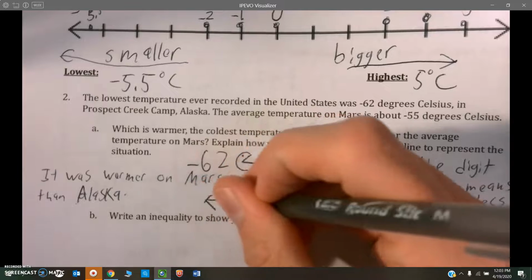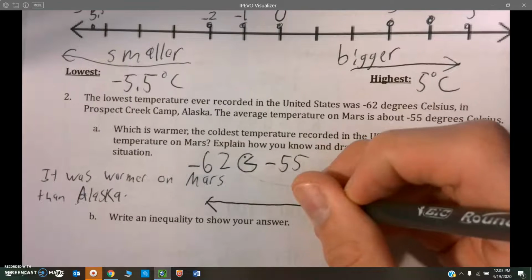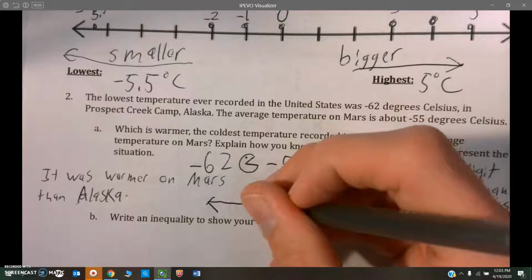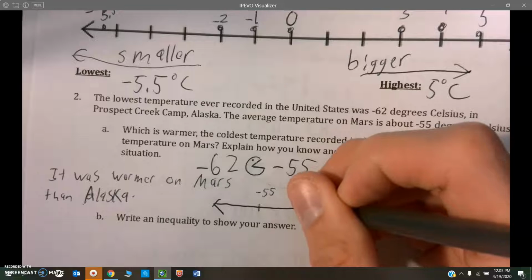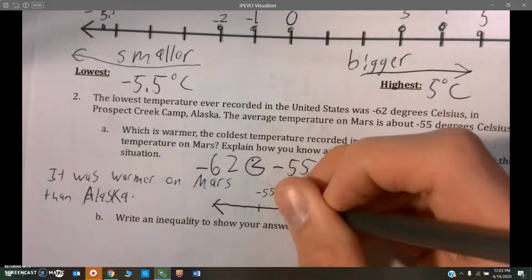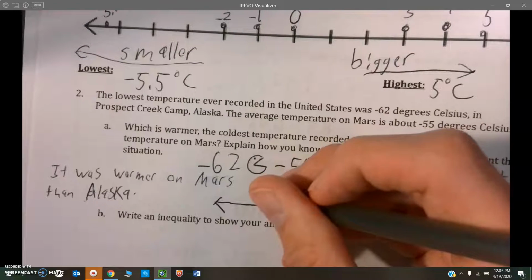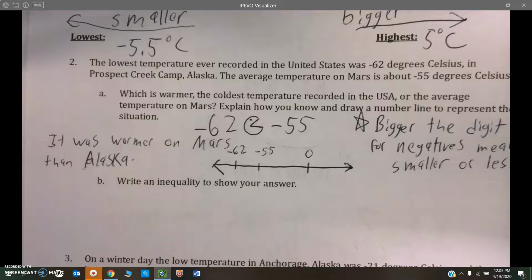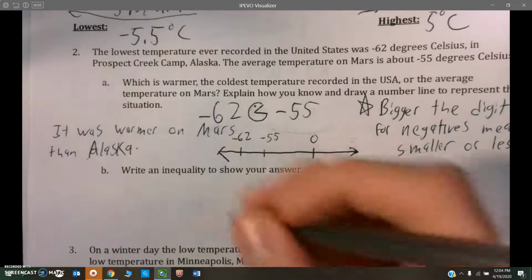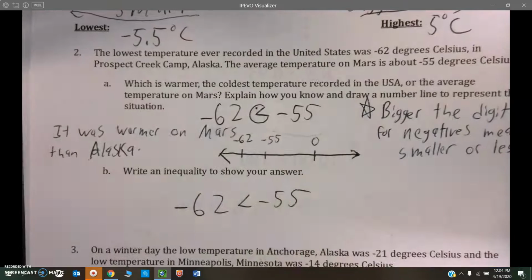And if we drew that on a number line, let's say 0's here. Here's -55. So once again, -1, -2, -3. So you're counting kind of like backwards in a way. And then -55, and then -62 would be even farther away from 0. So it would be smaller. Oh, and here's where they wanted the inequality, which we had already written. All right.